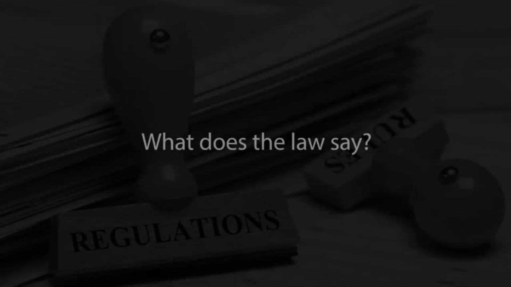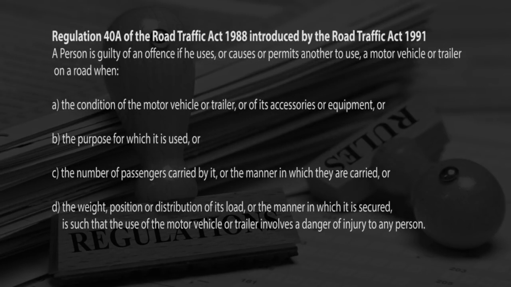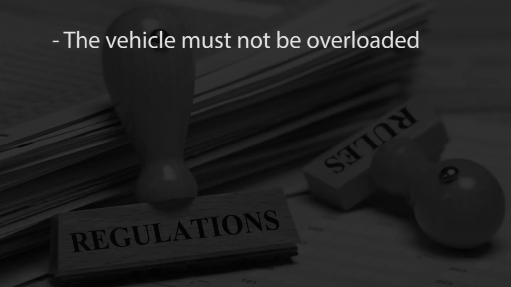What does the law say? The Road Traffic Act, Section 40A, says that the driver or anyone else who causes or permits a vehicle to be on the road when the weight, position or distribution of its load, or the way in which the load is secured, means there is a danger to any person, is committing an offence and could be prosecuted for dangerous driving. This means that the vehicle must not be overloaded.